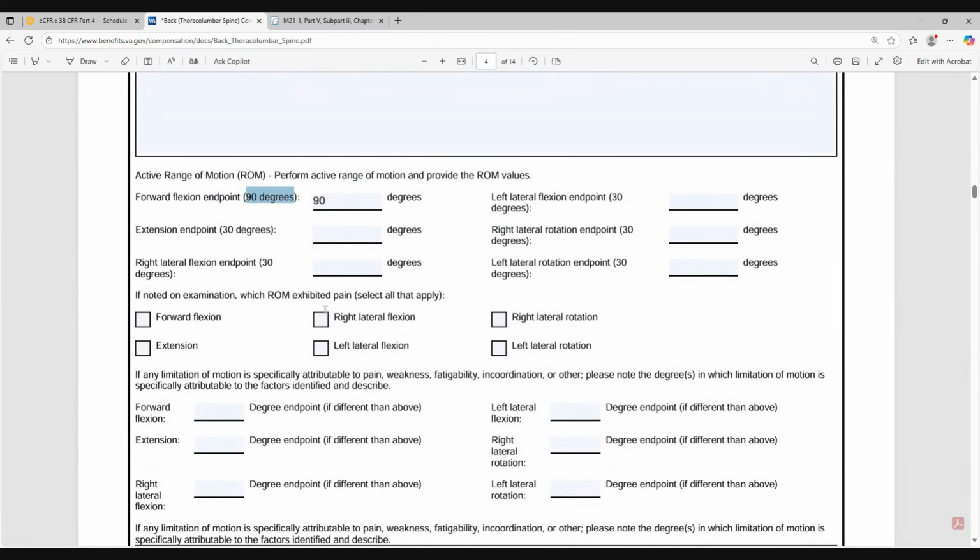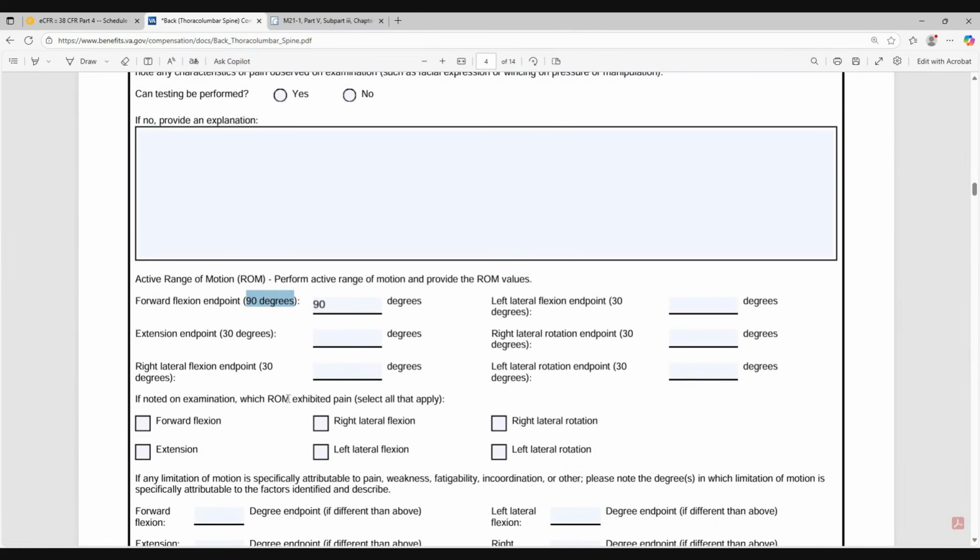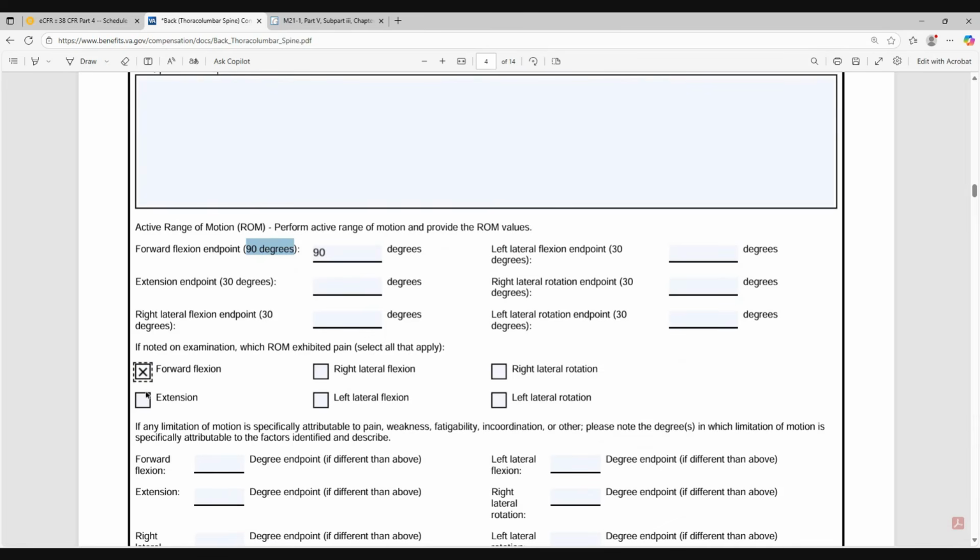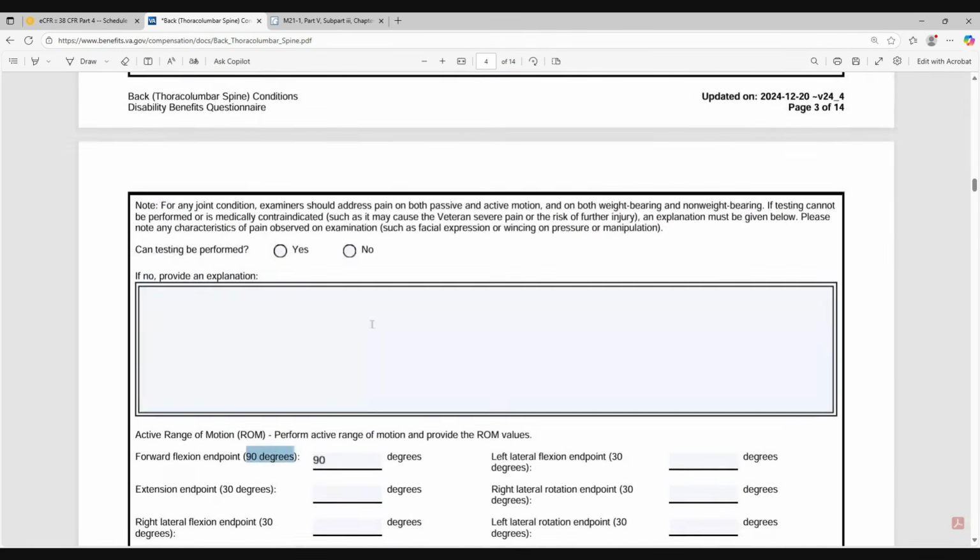Normal range of motion would be like 90 here, 30 here. See how this is the normal range of motion that's provided. So if they were to mark all normal, right, all of these would match. It'd be 90, 30, 30, 30, 30, and 30. Now, how you get painful range of motion or pain upon movement is if you report painful motion, we will take your word for it. If the examiner marks any of these boxes, we will take your word for it. And that's a minimum 10% rating.